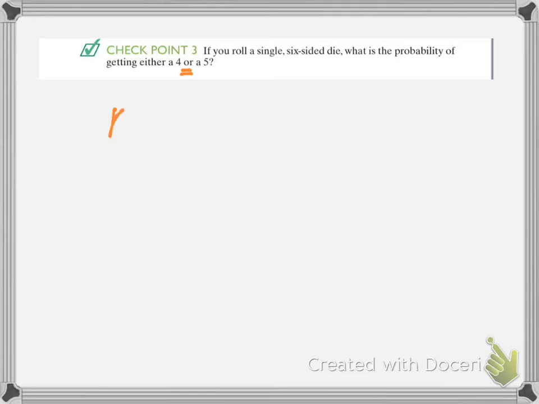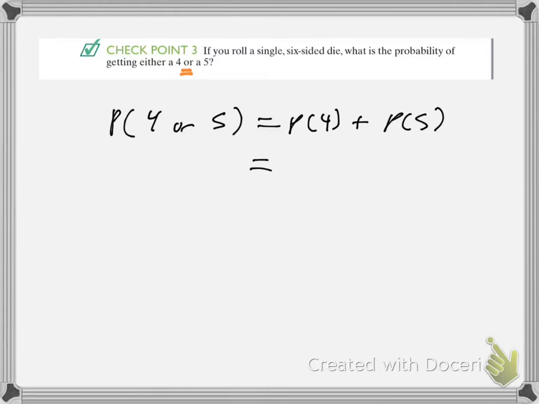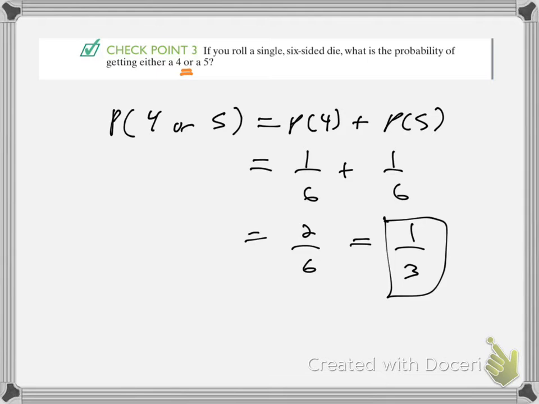So the probability of a 4 or 5 should be the probability of a 4 plus the probability of a 5. Well, probability of getting a 4 is a 1 in 6 chance. The probability of getting a 5 is a 1 in 6 chance. So that's 2/6, which is 1/3. So you have a 1 in 3 chance of getting a 4 or a 5. That makes sense because 4 or 5, there's two different options and there's 6 total options. So it should be 1/3. That makes sense. 2 out of 6.